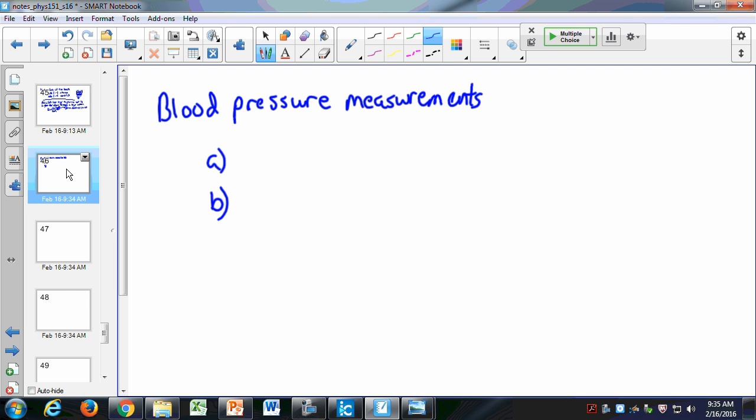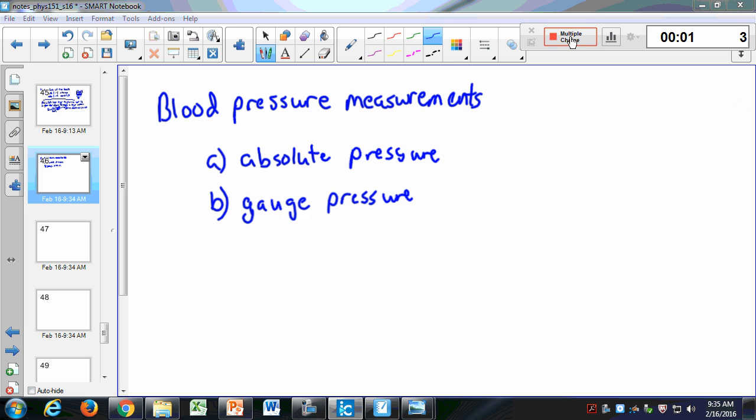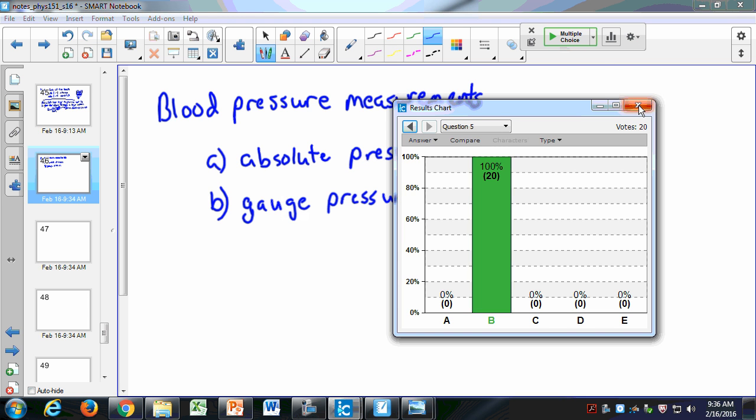When you do a blood pressure measurement, is this an absolute pressure? Travis, what's up? Is it an absolute pressure, or is it a gauge pressure? When I measure our blood pressure, is this an absolute pressure, or is it a gauge pressure? All right, I'll stop at 22. You're not even going to get a joke for this, even though you got 100%.